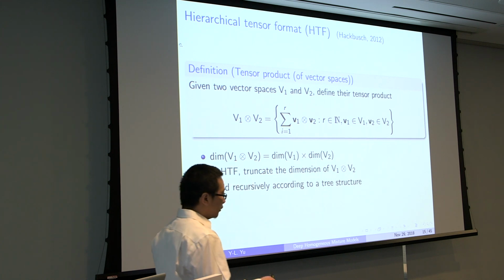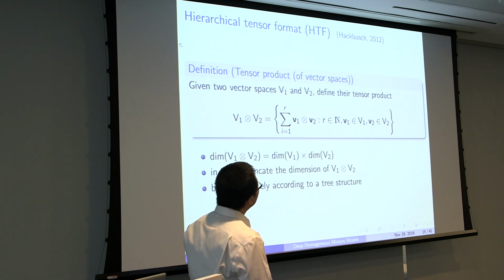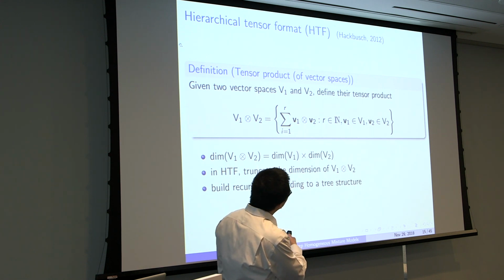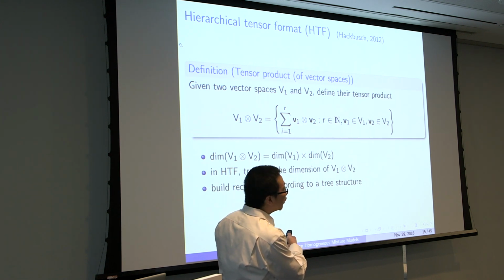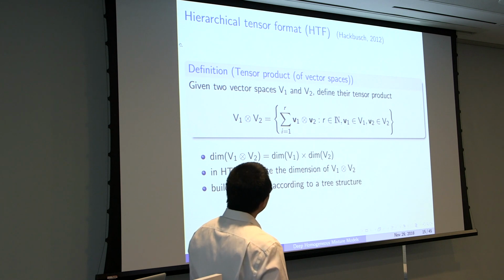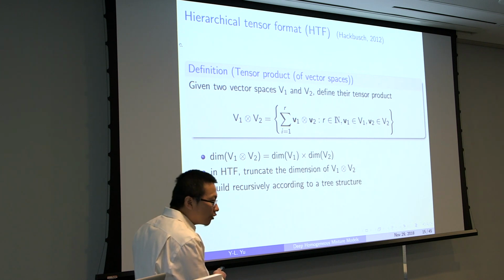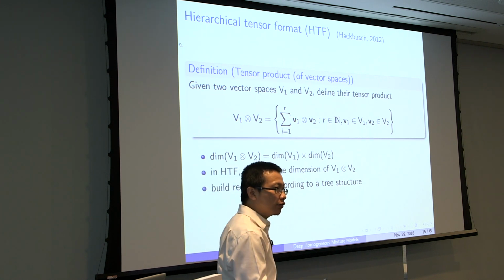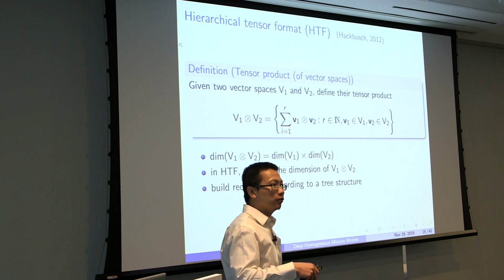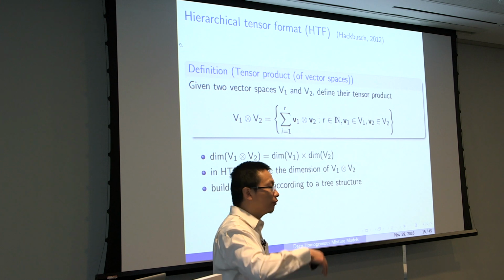In a nutshell, a tensor product means you take two spaces, V1 and V2, and define the tensor product. Basically, you take one vector in one space and another vector in a different space, compute the outer product, and then sum a bunch of these together. This is called a tensor product. If V1 is a function of x1 and V2 is a function of x2, then by doing the tensor product you get a function of x1 and x2. This is a very simple way to go from univariate functions to a multivariate function.